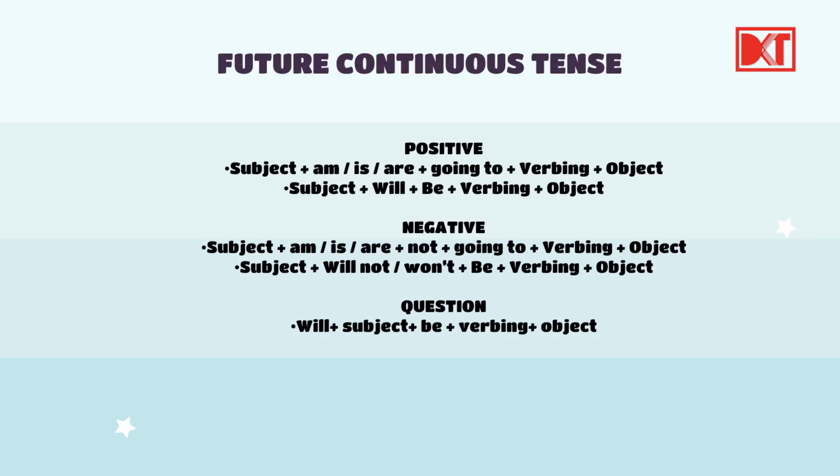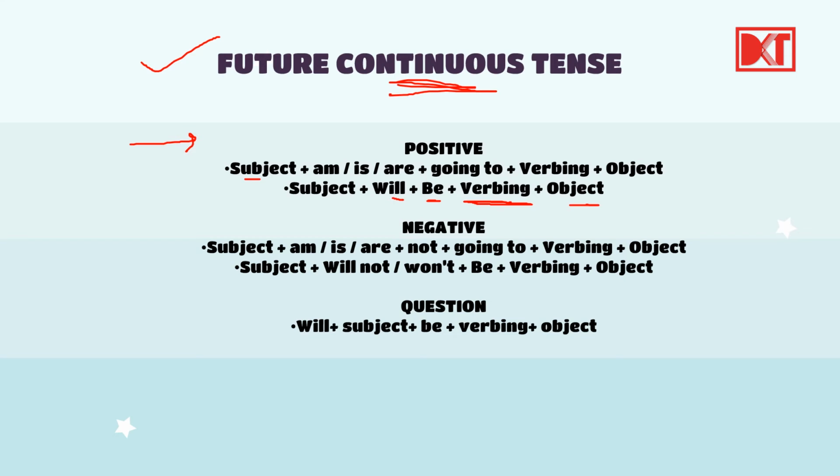Alright, so next up we have the future continuous tense. Let's see how it is formed. When we're talking about positive sentences, we have subject plus will plus be plus the verb plus ing and then the object. Since it is the continuous form, we will be having the verb plus ing.